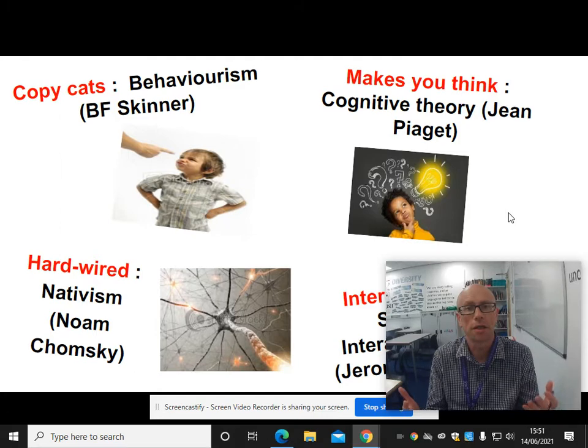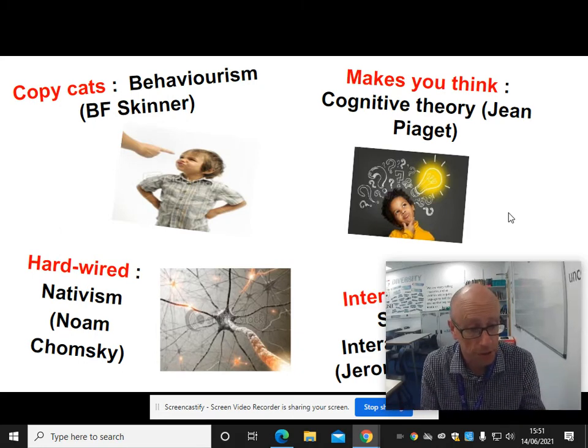So what do you think are some of the strengths and some of the limitations of all of those theories? Have a think about them. And obviously on the course, on the CLD course, we will be going into quite a lot of depth, thinking about the benefits and the limitations of those as explanations for CLD.